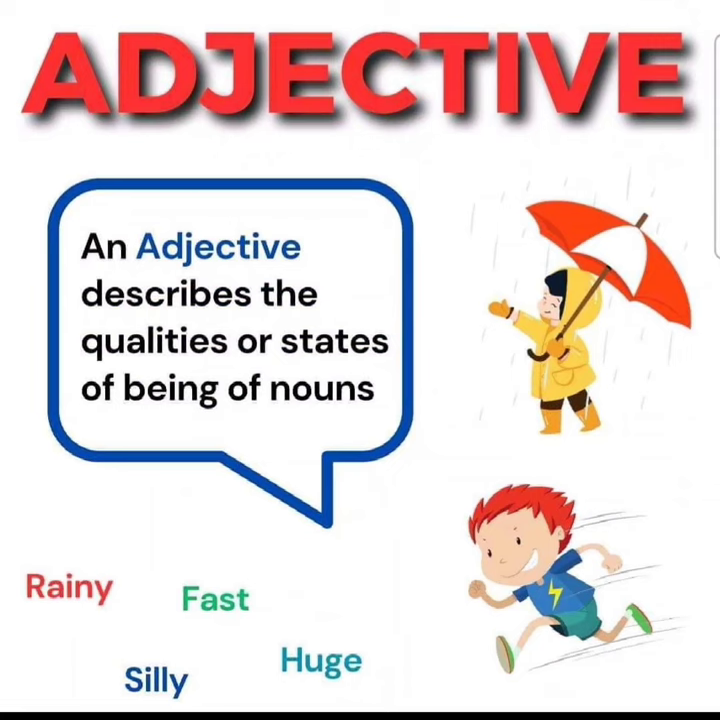Adjective. An adjective describes the qualities or states of being of nouns. Examples: rainy, fast, huge, and silly.